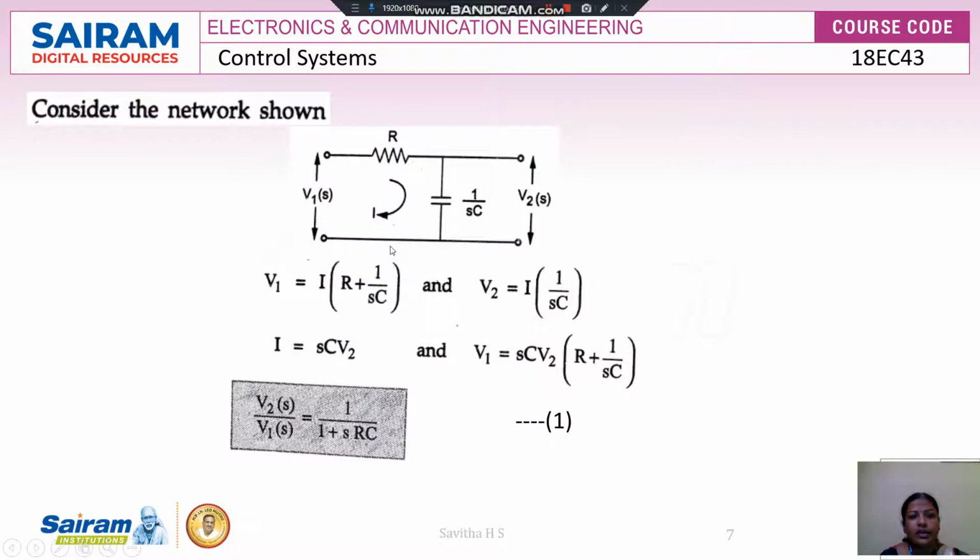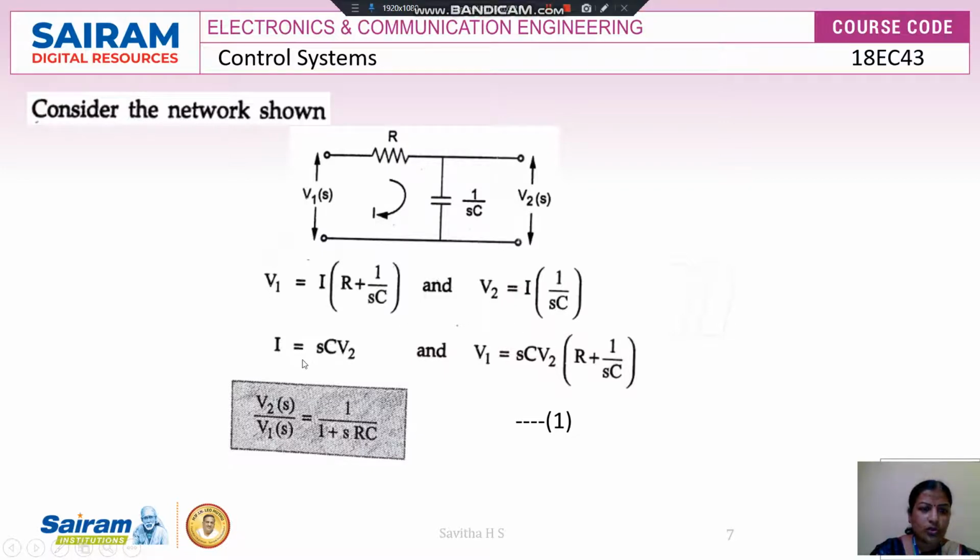So first the network I considered. Here we have written the network in terms of Laplace transform. So input is V1 of S, R and capacitor will be 1 by SC, and output is V2 of S. Now in this diagram I will write the first expression for voltage. So V1 is equal to I into R plus 1 by SC. And for V2, that is the output voltage, V2 is across the capacitor 1 by SC. So V2 is equal to I into 1 by SC.